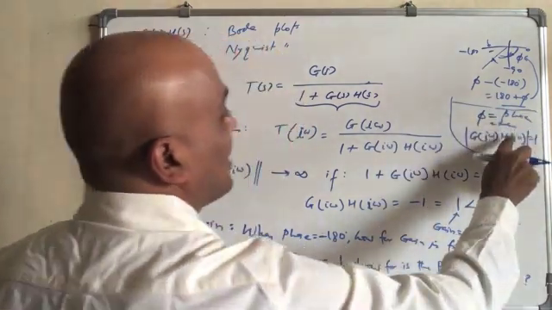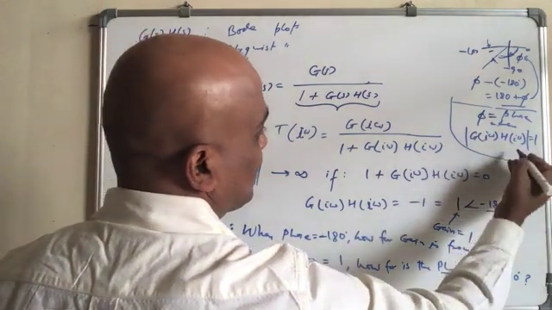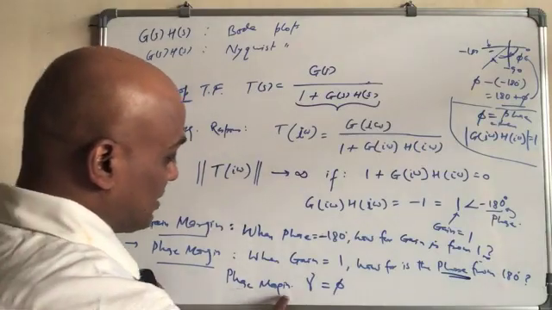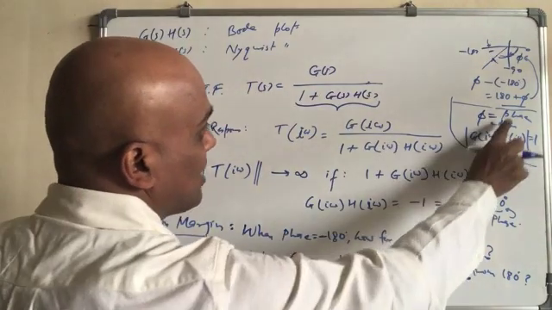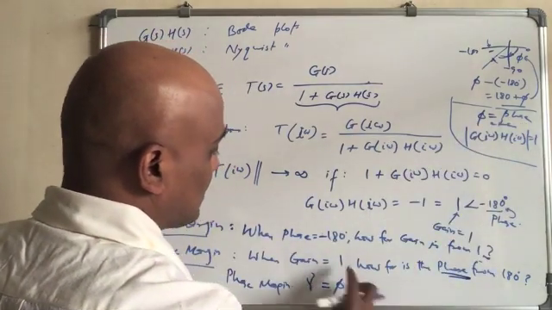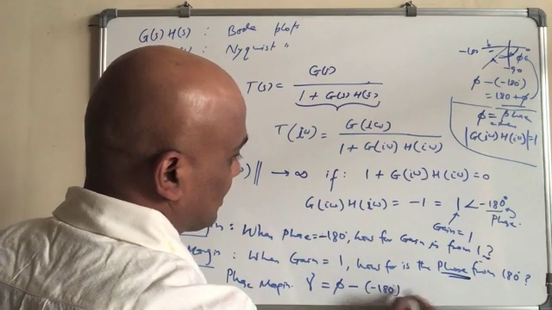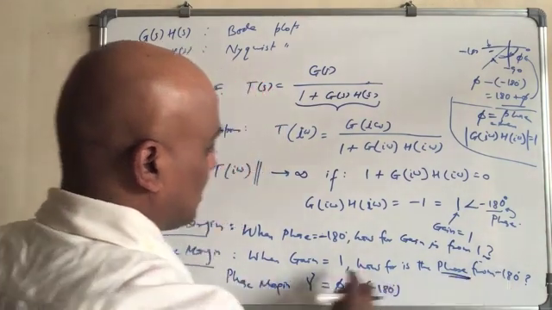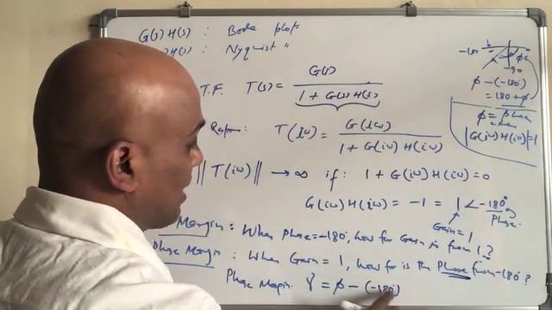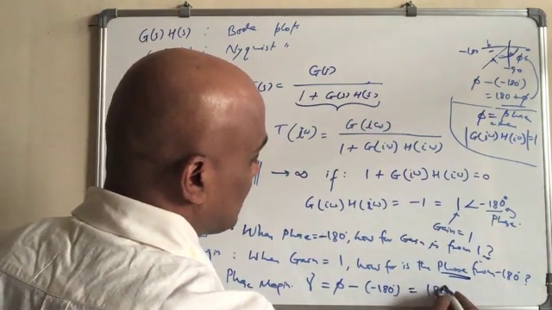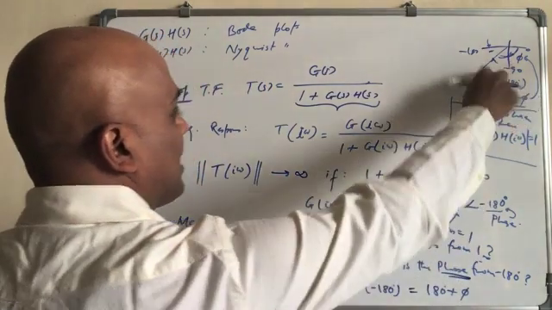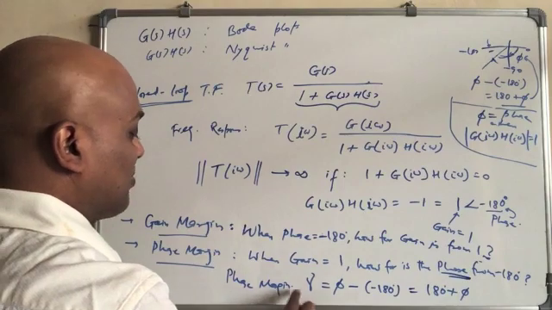So phi equals the phase when the gain equals 1. This becomes the phase margin: gamma equals phi, where phi is the phase when gain equals 1, minus (-180 degrees). How far is the phase from -180 degrees? So phi minus (-180 degrees) becomes 180 degrees plus phi, since phi is negative.